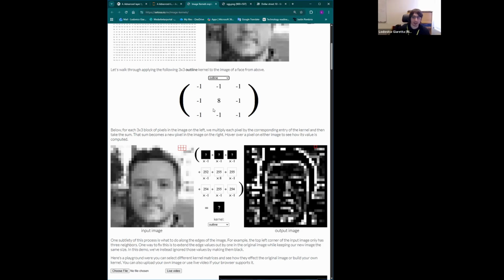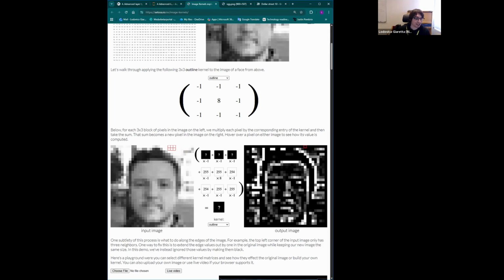Let's look at the outline. What it does is that it takes the central value and multiplies it by 8. And then it takes the 8 pixels around it and multiplies them by -1. So what does this do? Well, you can see that you have 8 and you have 8 negative ones.